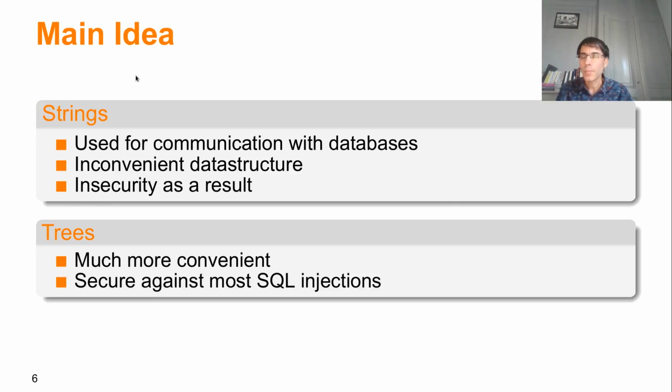So the main idea we would like to give in this talk is that strings are a very inconvenient data structure. Even if it's the one used for communication with databases, it's not really convenient, and as a result you get vulnerabilities. On the other hand, trees are much more convenient, and they're quite naturally secure against most SQL injections.